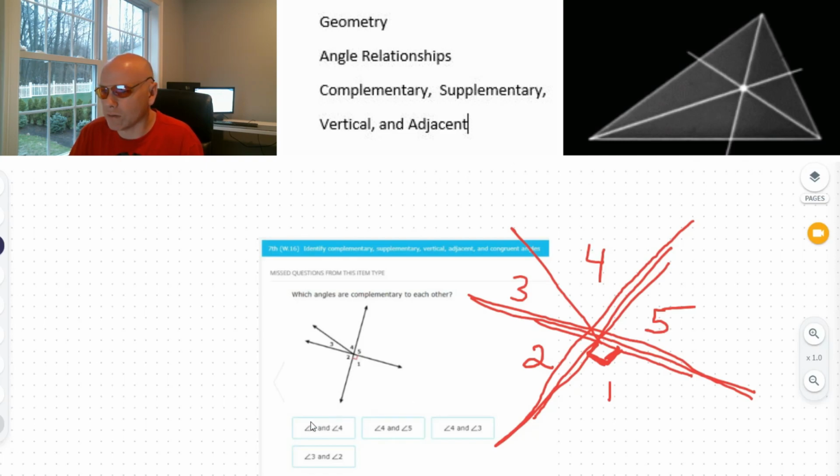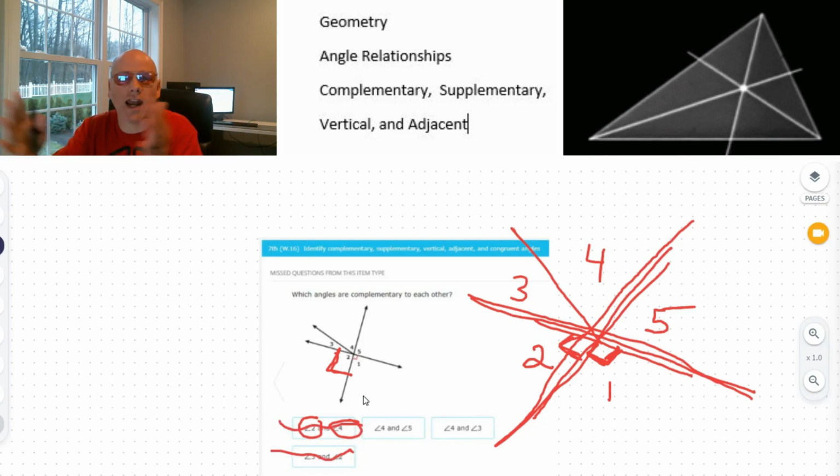So, 2 and 4. 2 itself is a 90-degree angle. And it doesn't look like it in my drawing, right? But 2 is a 90-degree angle. So anything involving 2 cannot be right, because it's two angles that add up to 90, right? Not one angle. What's our next choice?